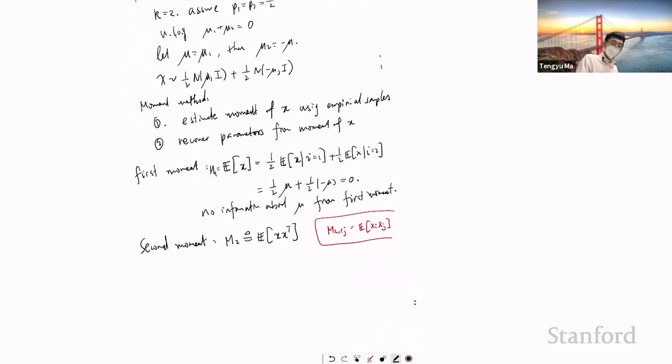If you compute the second moment, then you can see mu from it. So how do I compute the second moment? Again, the same thing: with half the chance your x comes from the first Gaussian, and with half the chance your x comes from the second Gaussian.